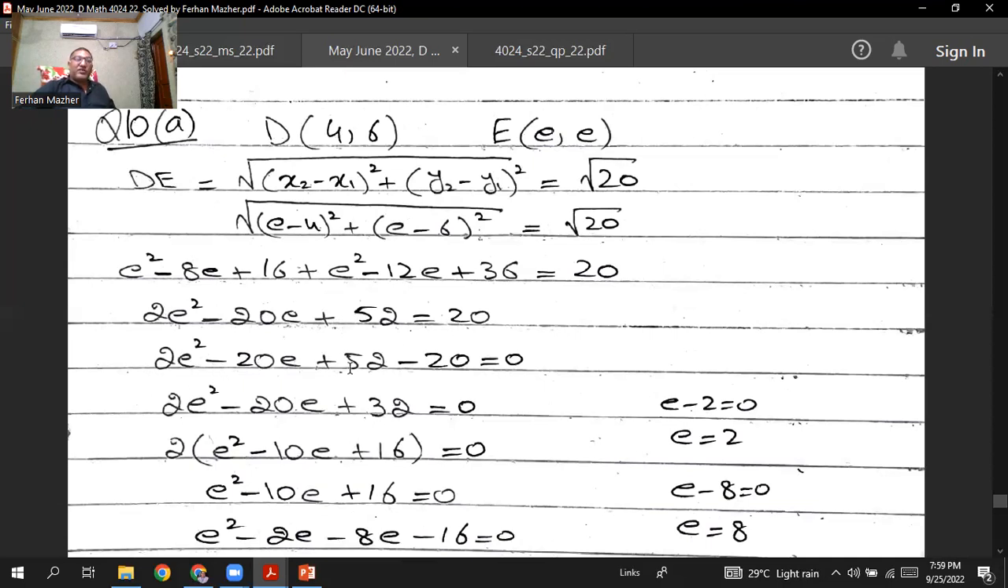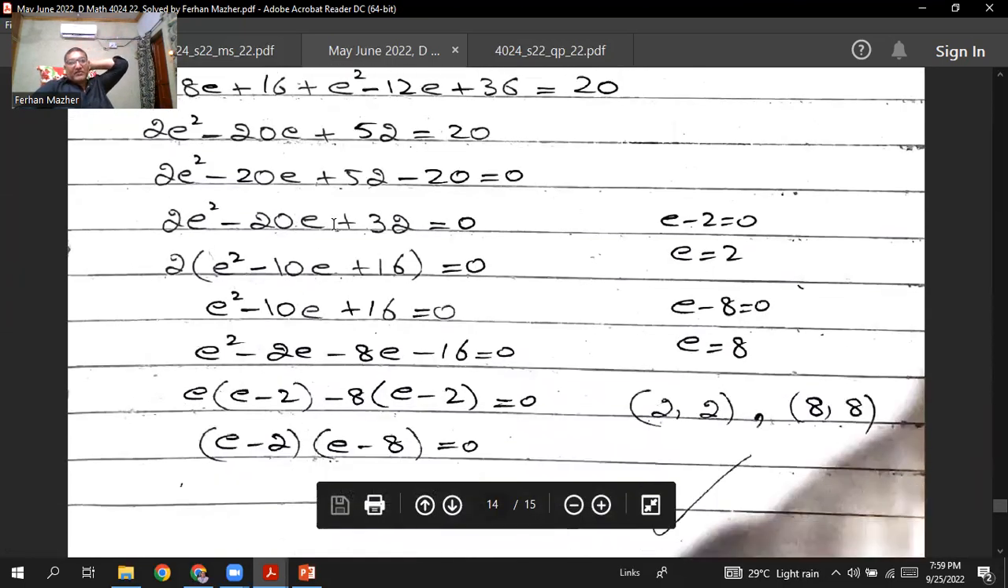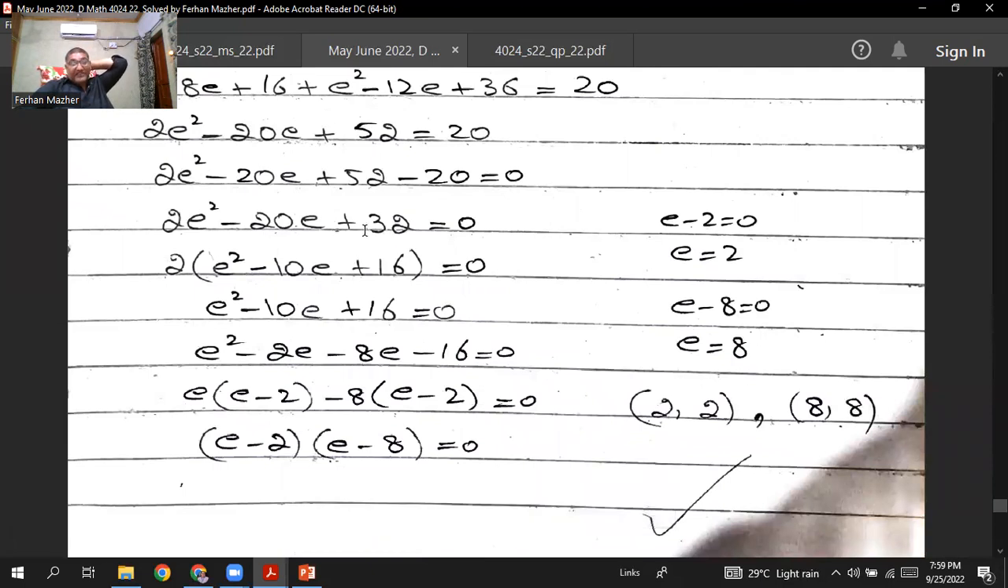So 2e squared minus 20e plus 52 minus 20 equals 0. So you will have 2e squared minus 20e plus 32 equals 0. Take 2 common. So in the bracket, you will have e squared minus 10e plus 16 equals 0. The 2 will divide the 0 and it will stay 0. So e squared minus 10e plus 16 equals 0. We will do the middle term breaking. So 2 and 8 are the right factors. We add them, you get minus 10. You multiply them, you get 16.